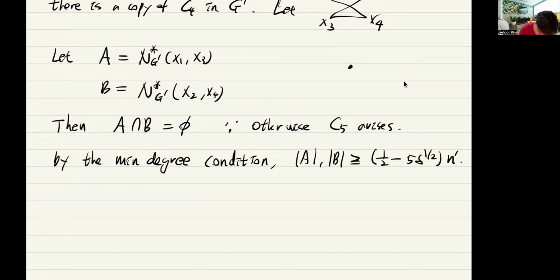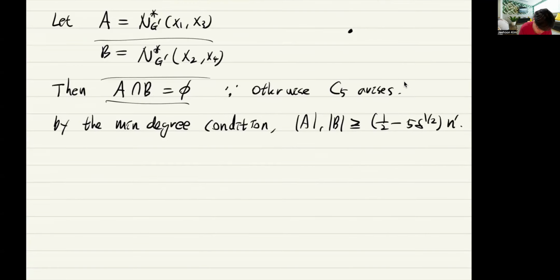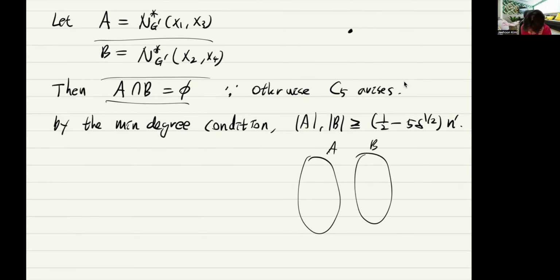bigger than half minus 5 square root of delta n prime. Right? So this is disjoint. You have A and B. They are disjoint.